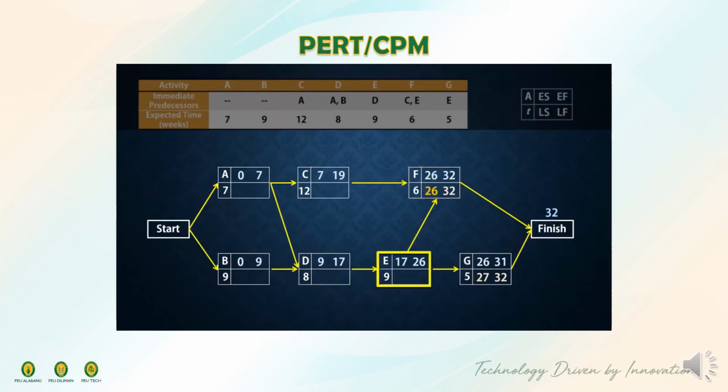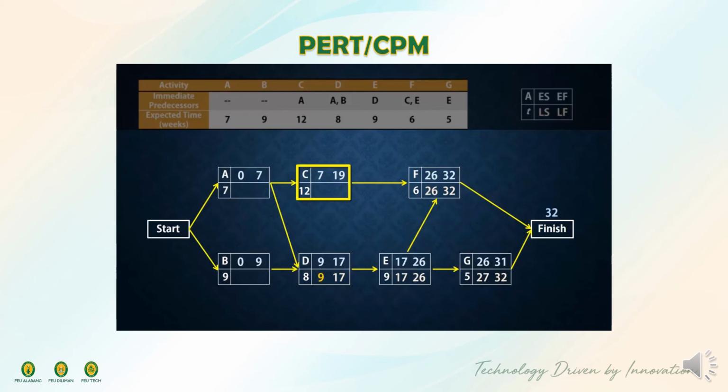Now, E has two successors, F and G. The latest start times are 26 and 27 respectively. As a result, the latest time E has to finish is 26 in order for F to start. In essence, when doing the backward pass, the latest finish time of an activity must be the minimum of the latest start times of its successors. Thus, the latest start time for E will be 26 minus 9, which gives 17. Now, D has only one successor, E. So the latest finish time for D will be the latest start time for E, which is 17. And the latest start time will be 17 minus 8, which gives 9 for D.